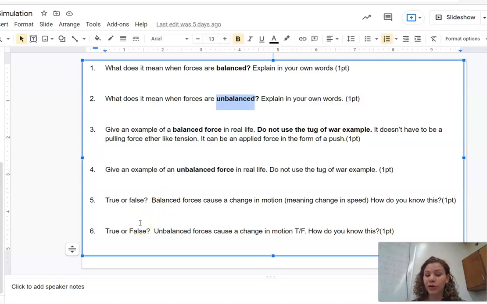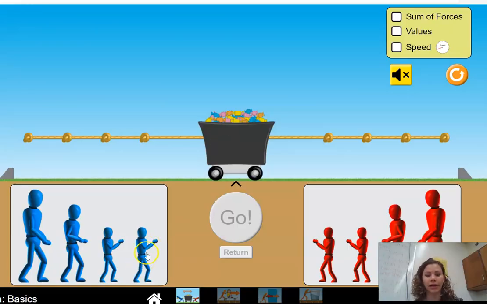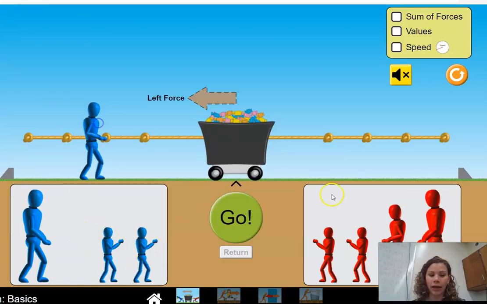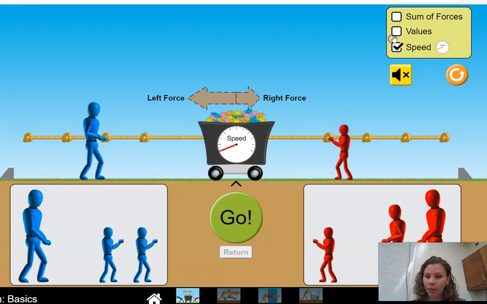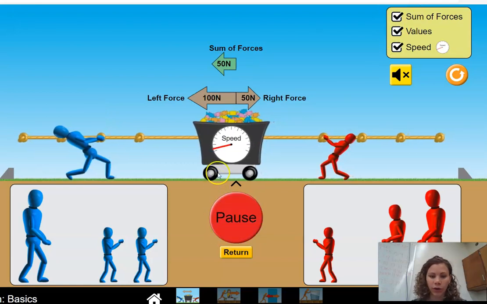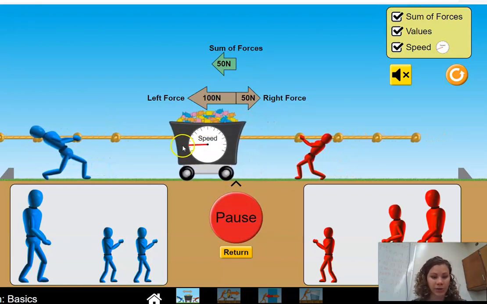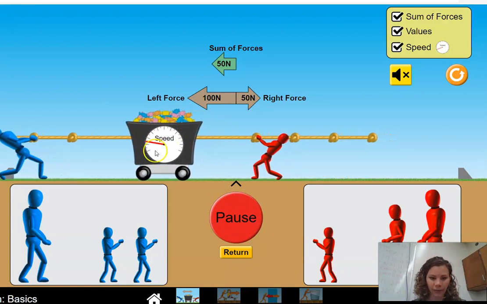Number 5, balanced forces cause a change in motion. That one was false. Unbalanced forces cause a change in motion. That one was true. How did you know? You could describe the simulation, how if you have an unequal amount of people, they cause a change in motion. You could have described how when you press go, you can see that speed dial. The speed is increasing right now.